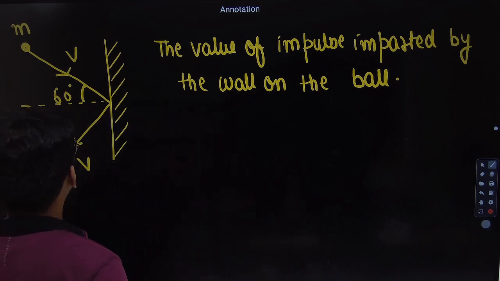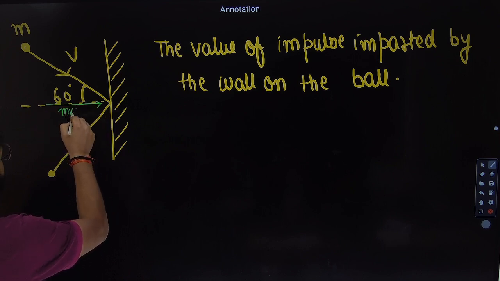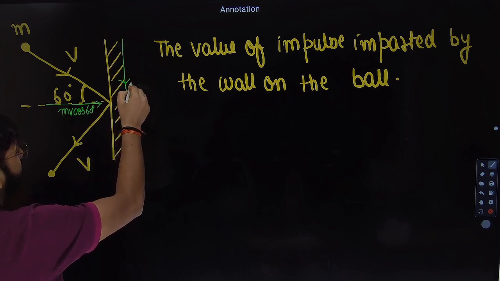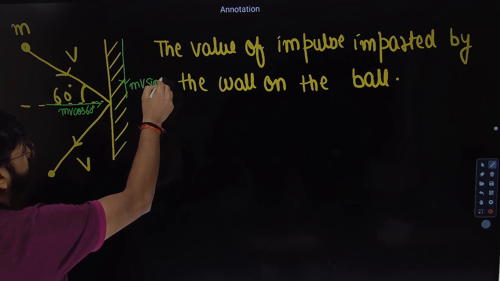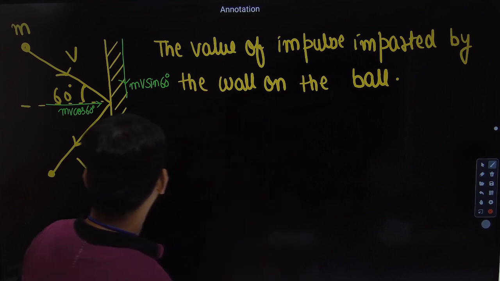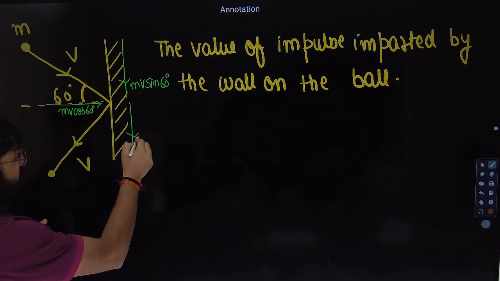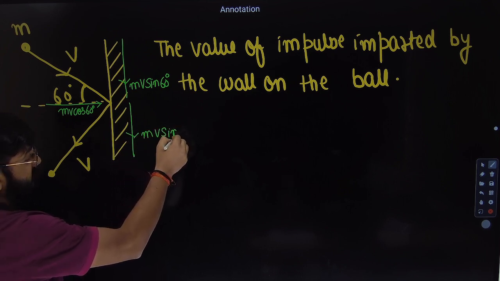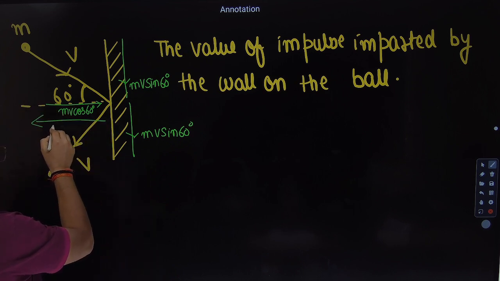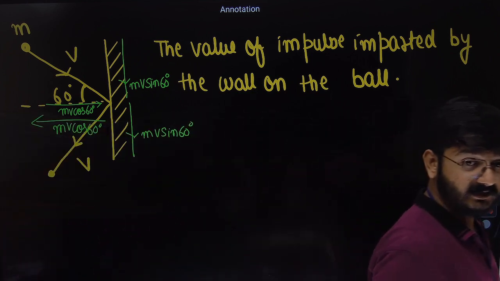Take the components. What will be the component of this? MV cos 60. What will be the vertical component? MV sin 60. Anyone in the class having doubt in taking components? Check. Now, what is the component of this? This is down, so MV sin 60, correct? And the x component will be MV cos 60. All clear?